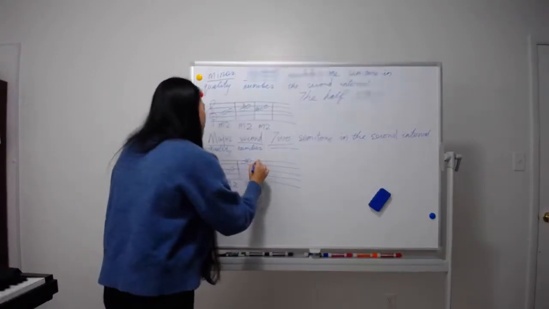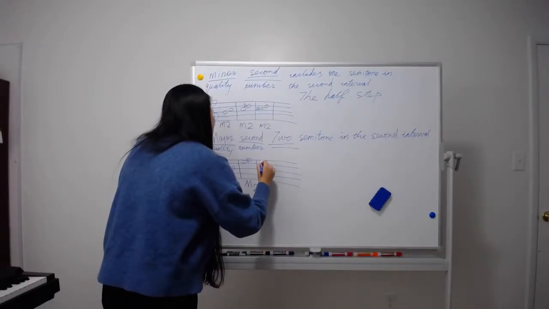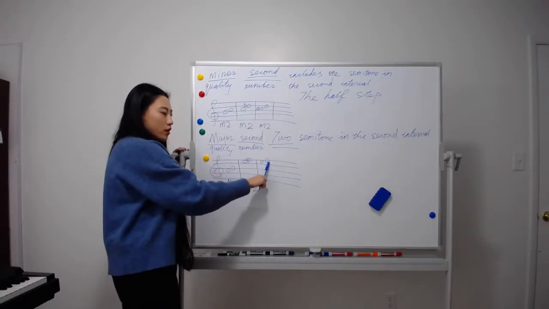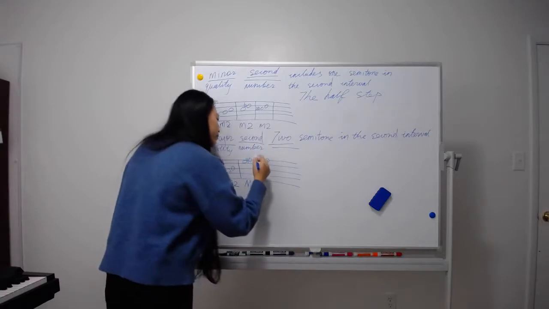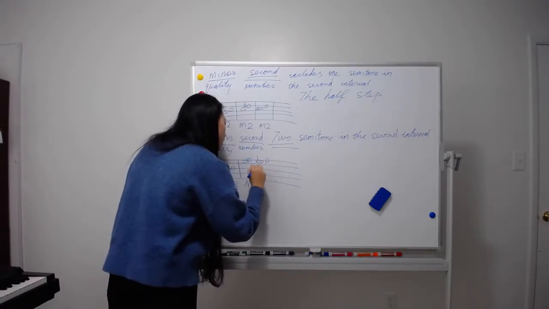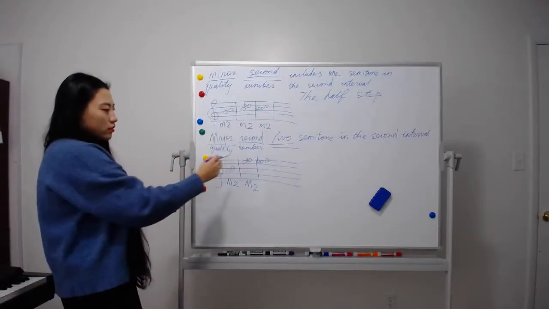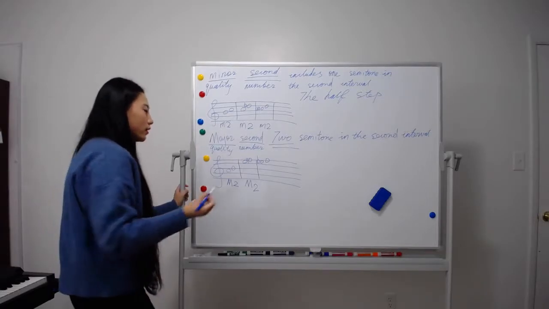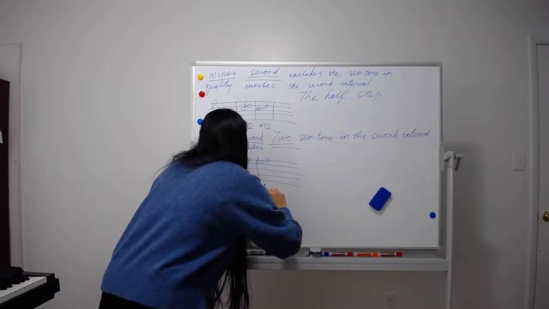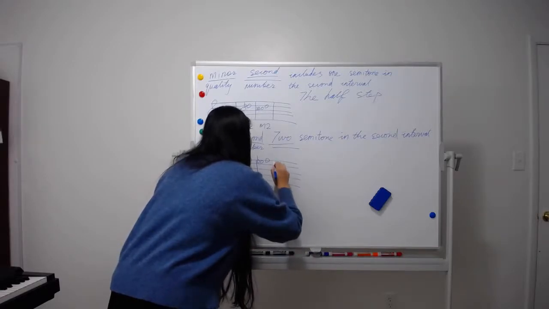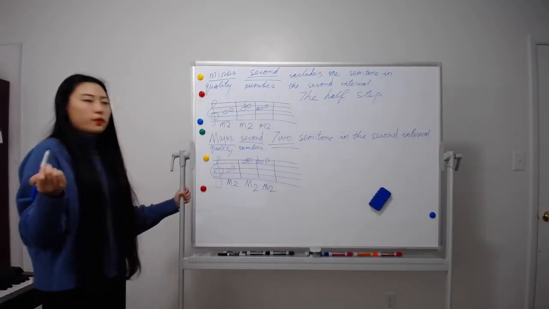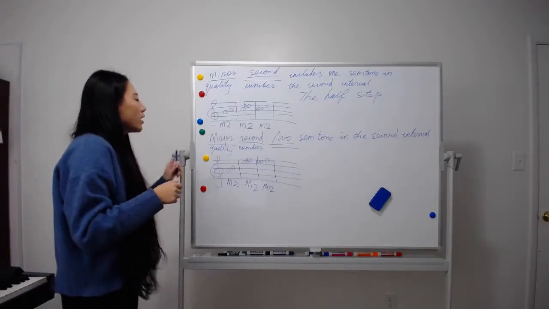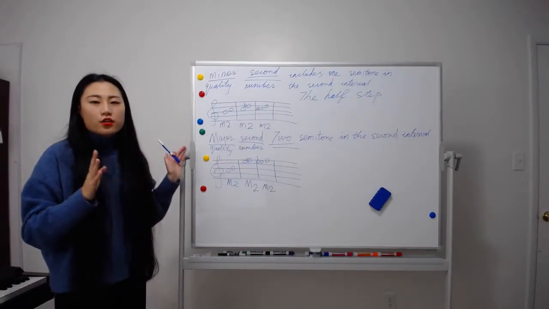The second solution, E, F. The second solution, we keep F, but flat E. So it becomes 2 semitones in this interval. So we also can see this is the major second. This is all about this class.